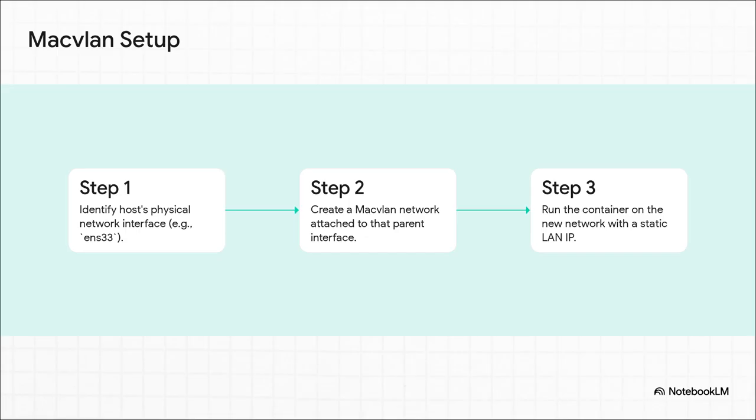Now, setting this up might sound a little scary, but it really just boils down to 3 steps. First, you've got to find the physical network card on your host, like eth0. Then, you create a new MAC-VLAN network and basically tell it to use that physical card. And finally, you just launch your container onto that network, giving it its own shiny new IP address from your LAN.